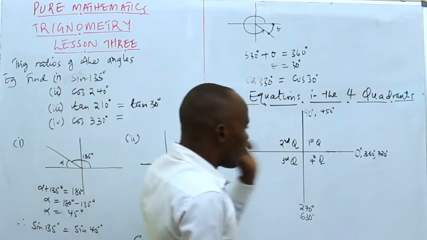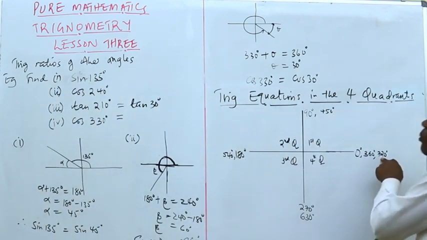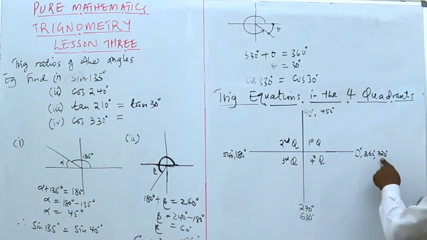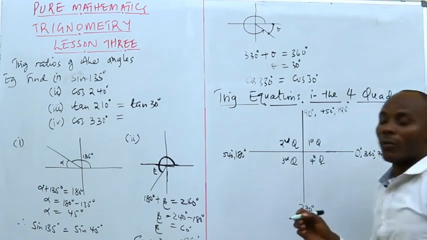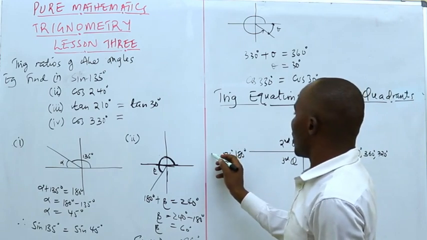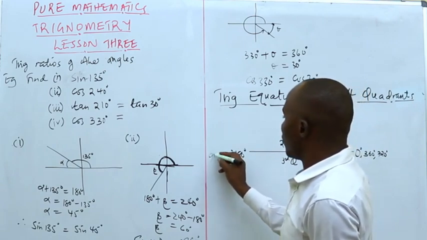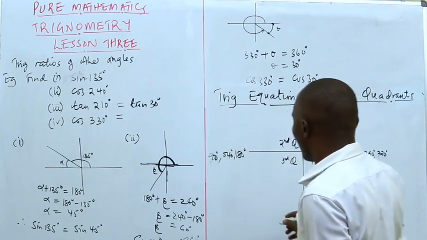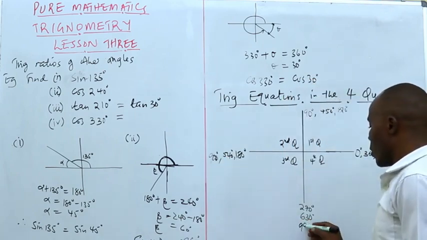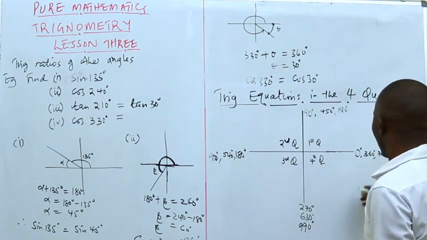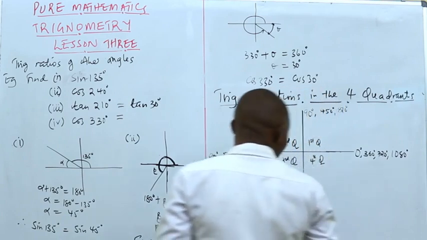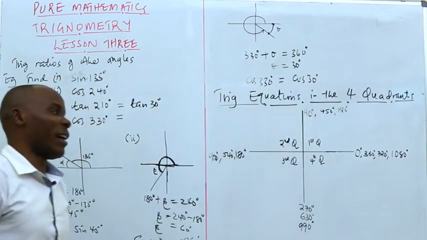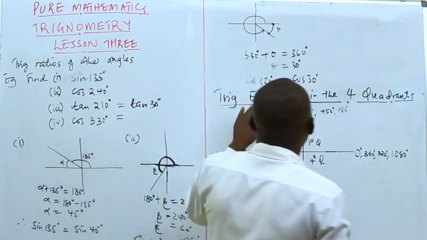Okay? Then, if you have to move again, you start from here. If you have to go for the third revolution, so we start from 720 to 810 degrees. Then from 810 degrees, you move to 900. Like this is 900 degrees. Then from 900 degrees, we can talk of 990 degrees. Then from 990, you can go to 1080 degrees. That is the third revolution. It stops there. So, I'm talking of the trig equations.